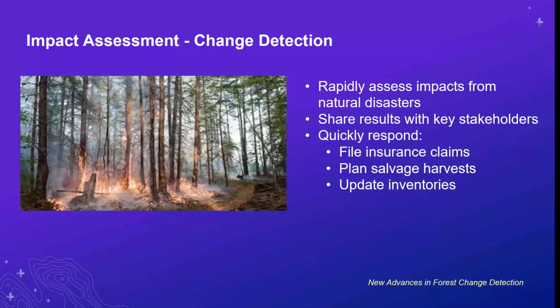Unfortunately, this kind of scenario is something that we're seeing more frequently and that many of you on this call have personally been dealing with over this last year with the impact of hurricanes, wildfires, and other natural disasters. When those events happen, it's really important to be able to quickly quantify the impact of the event so you can respond appropriately. This might involve filing insurance claims, planning salvage logging operations, updating your inventories, and adjusting projections. For our forest carbon example, we need to understand the impact to the prioritized project location.